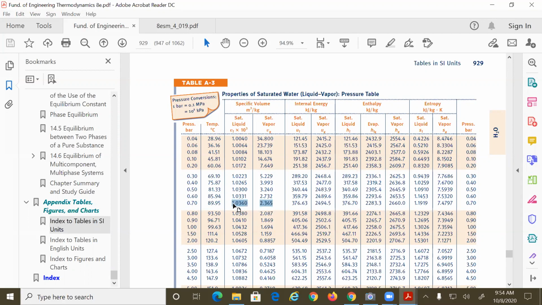V fluid is equal to 1.0360 10 to the minus 3. And the gas is 2.365. All right.